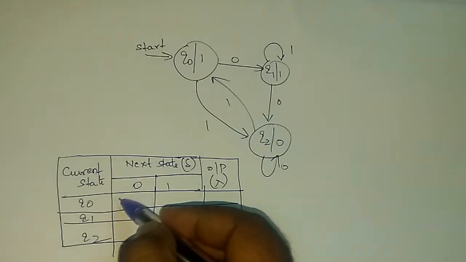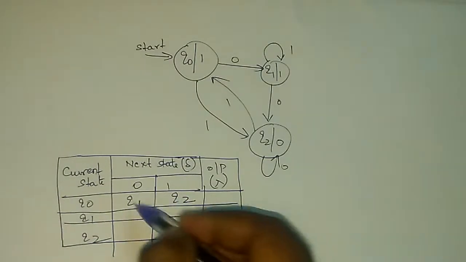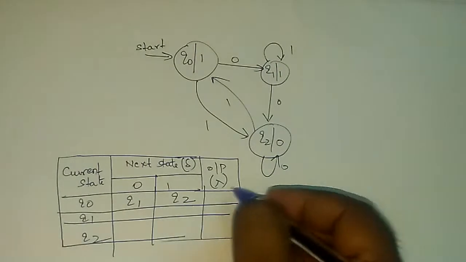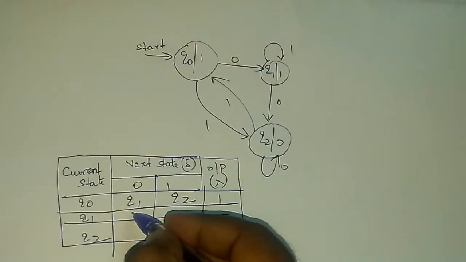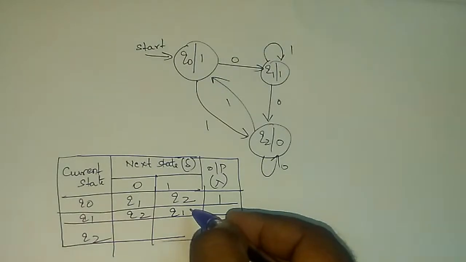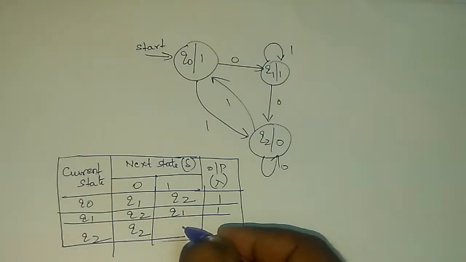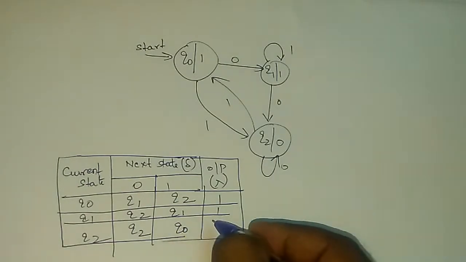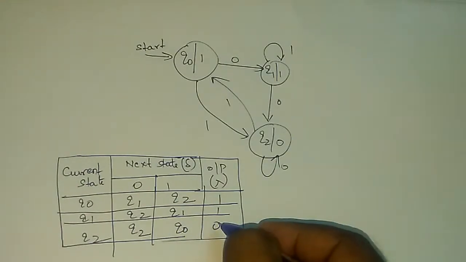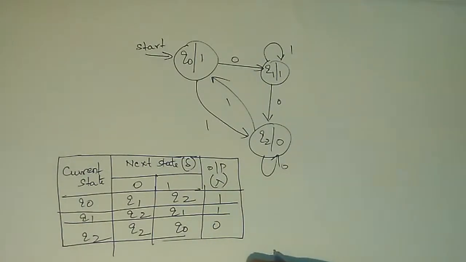Okay, so Q0 on 0 we are going to Q1. Q0 on 1 we are going to Q2, and the output associated with Q0 is 1. Q1 on 0 we are going to Q2. Q1 on 1 we are going to Q1. The output associated with Q1 is 1. Q2 on 0 we are going to Q2. Q2 on 1 we are going to Q0. The output associated is 0. So in this way we can construct a transition table for the Moore Machine.